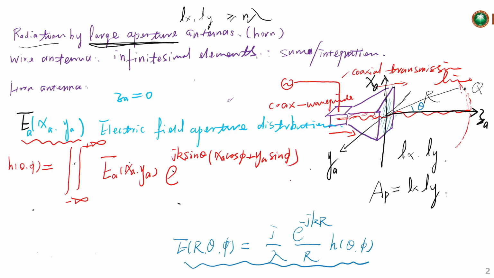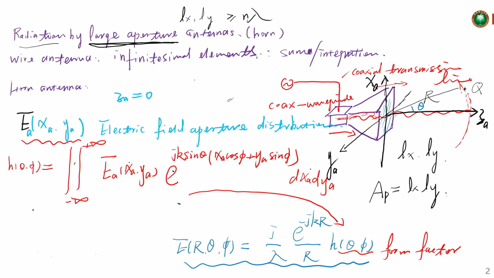As we mentioned previously, the form factor here depends only on theta and phi, right? It does not depend on its position, the x-axis or the y-axis. So we take the integration with respect to dx_a and dy_a here. Now we put the expression here, and we can get the expressions for the electric field at the observation point.